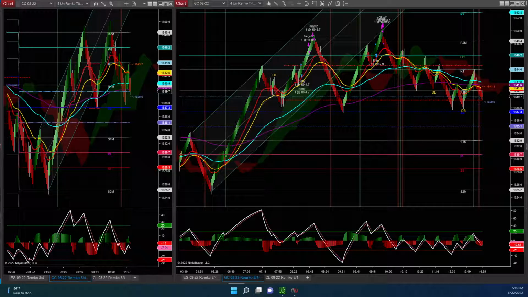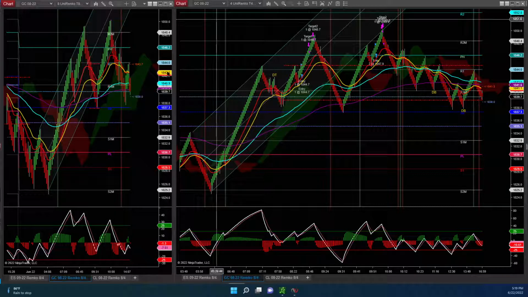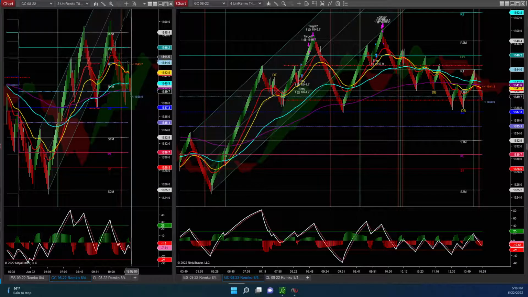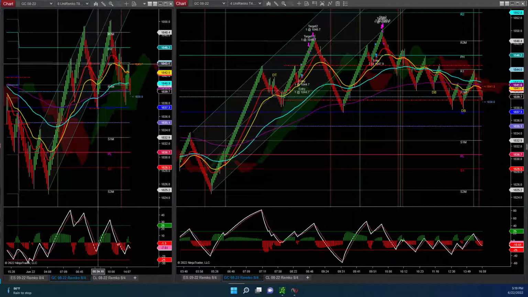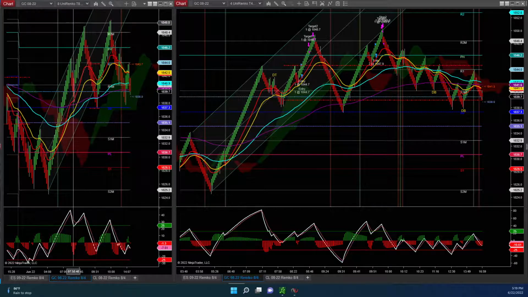Hello everyone. Let's take a look at a couple of trades I made in gold and crude today. It's June 22nd, 2022, and as you see here in the charts, I do have the large bars. Let's review this real quick.